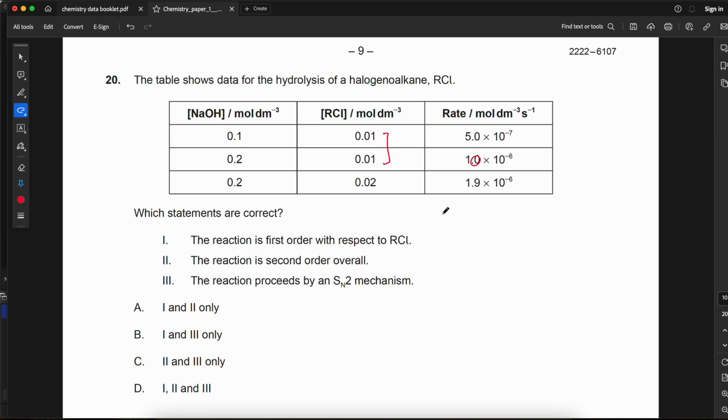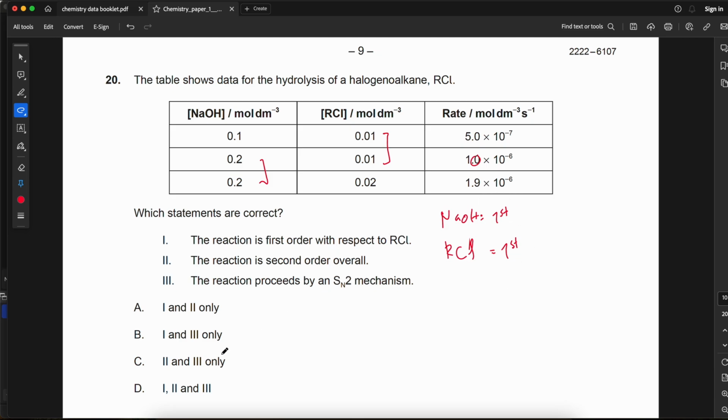So for NaOH, it will be first order. And for RCl, these are the same, and these are the concentrations, double the concentration, also double the rate. So that will be 2. So double the rate, it's also first order. So the total order will be 2.